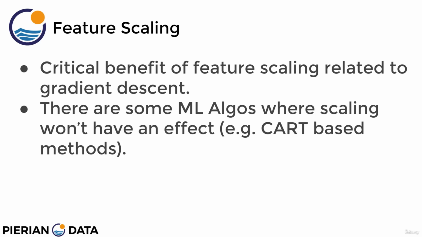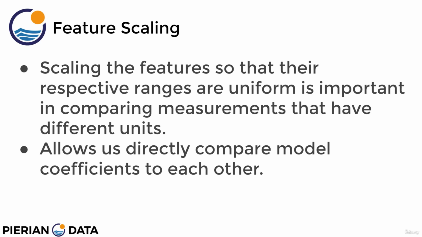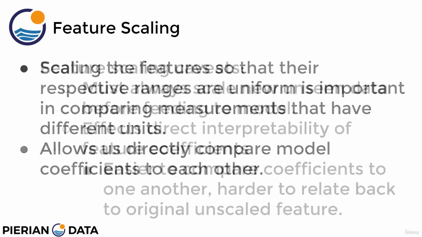Now, there are some machine learning algorithms where scaling is not going to have any effect. And those can be things like regression trees or decision trees or things like random forest. Essentially, decision tree based algorithms where you're not really performing any sort of gradient descent to solve for. Scaling the features so that their respective ranges are uniform is also important when we're comparing measurements that have different units. What happens is scaling the features allows us to directly compare model coefficients on one feature to each other.